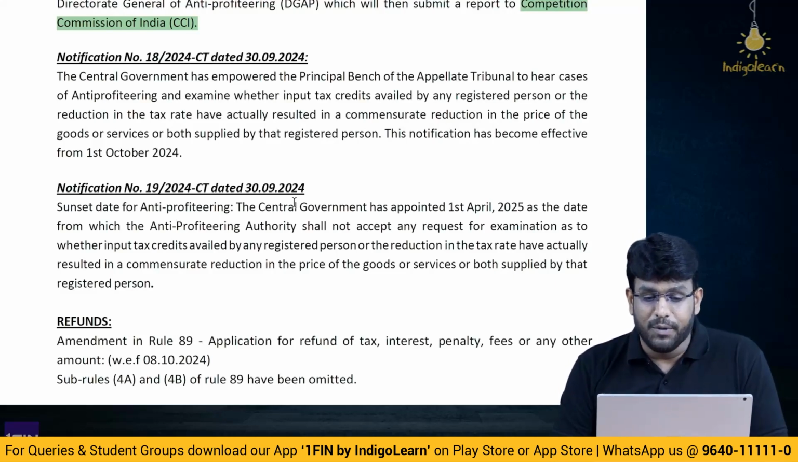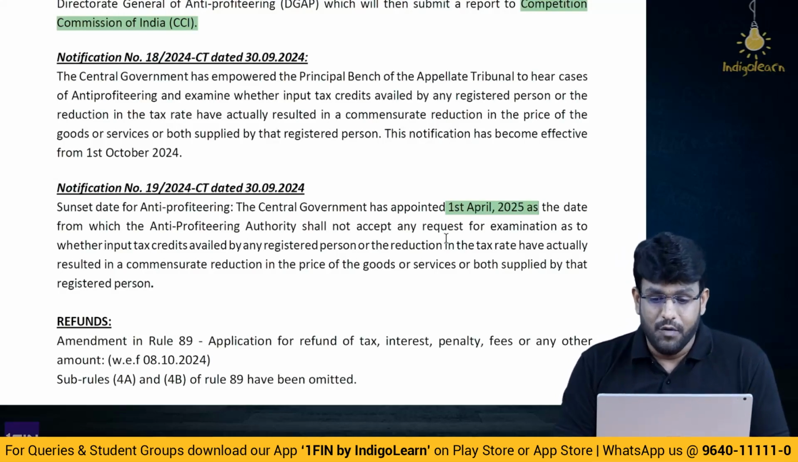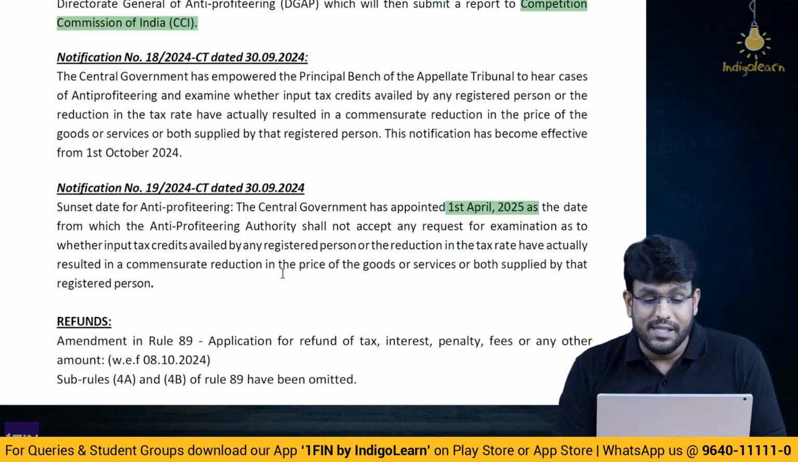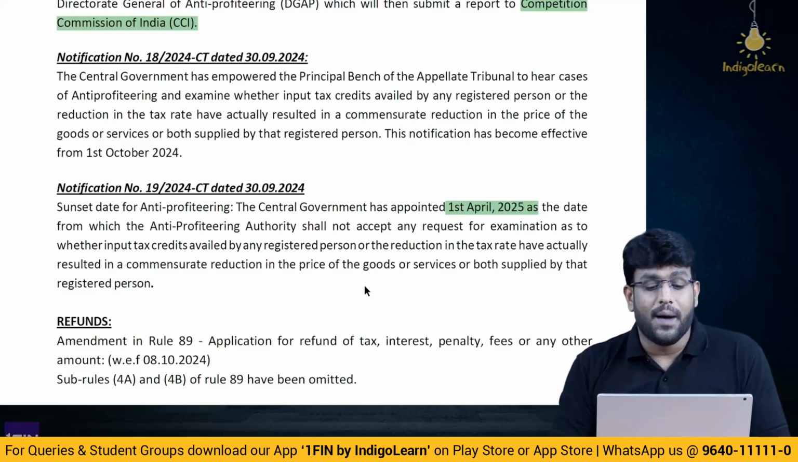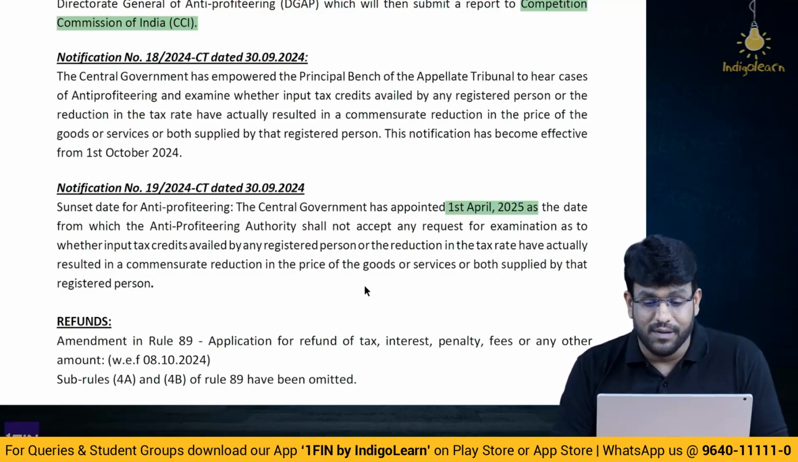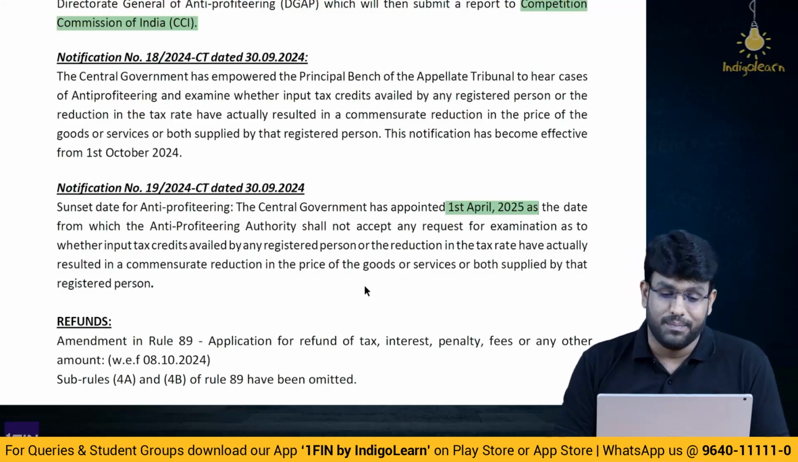And sunset for anti-profiteering: the central government has appointed 1st April 2025 as the date from which the anti-profiteering authority shall not accept any request for examination as to whether ITC availed by a registered person or the reduction in rate has actually resulted in commensurate reduction in price of the goods or service or both supplied by that registered person.